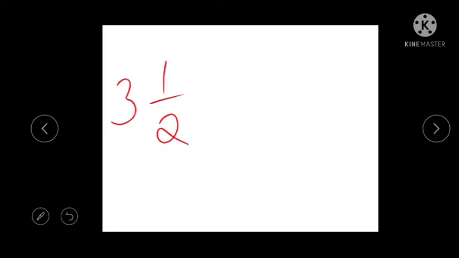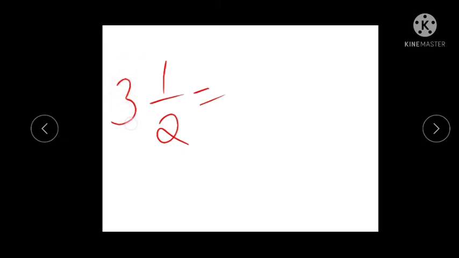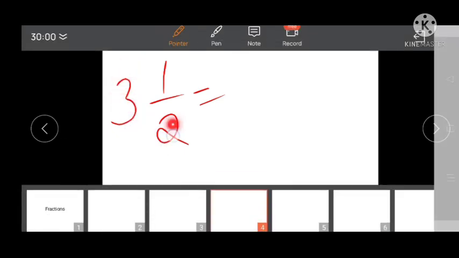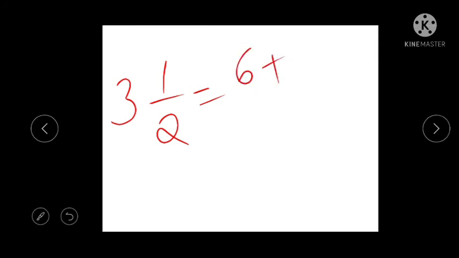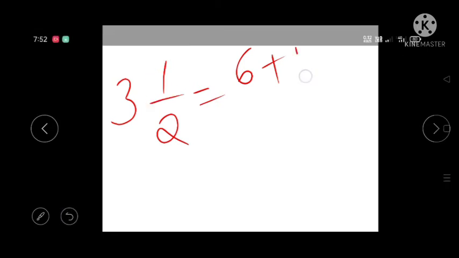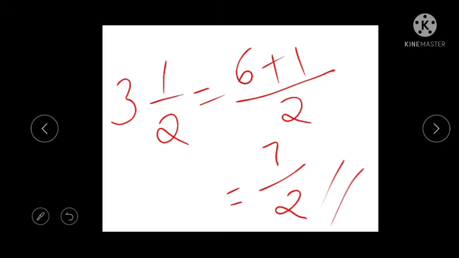To convert this into an improper fraction, we multiply the whole number 3 with the denominator 2. 3 into 2 is 6. And add the numerator to this product. The numerator is 1, so 6 plus 1 is 7, then divided by the same denominator, that is 2. So 7/2. Multiply these two numbers, 3 and 2, then add the numerator to it. 3 into 2 is 6, 6 plus 1 is 7, 7/2.